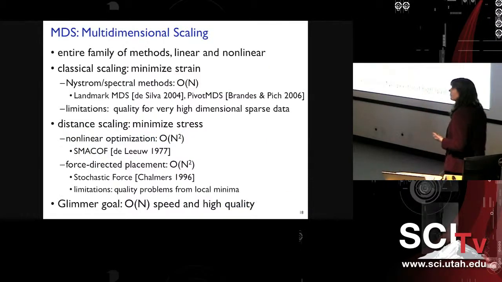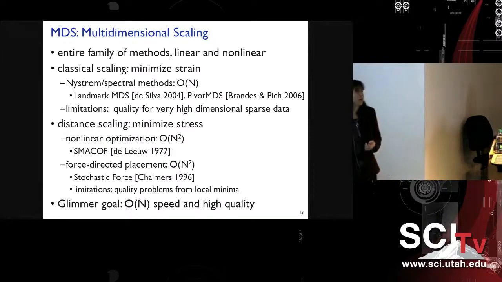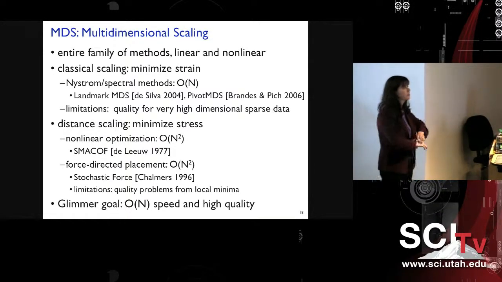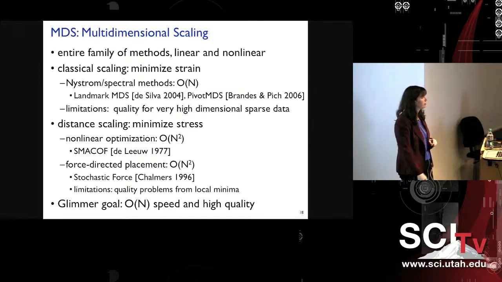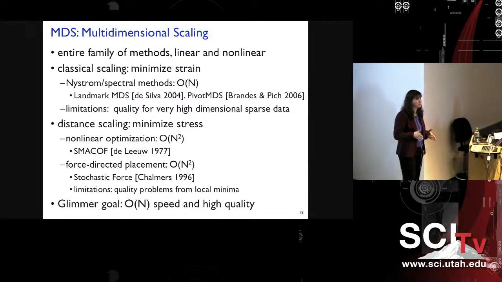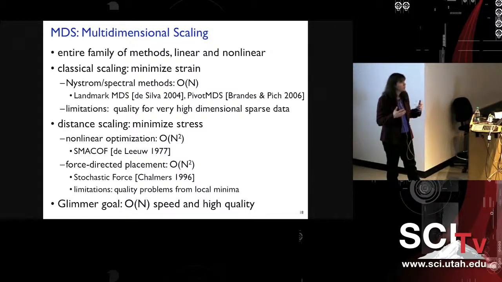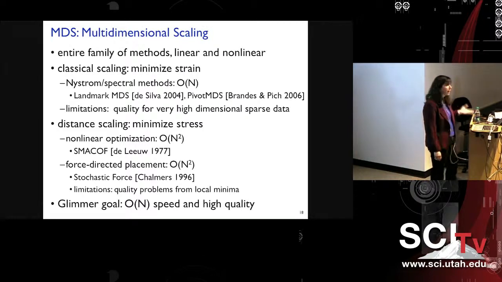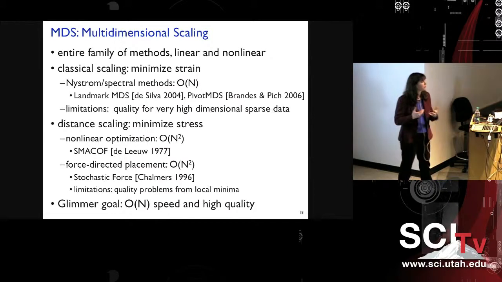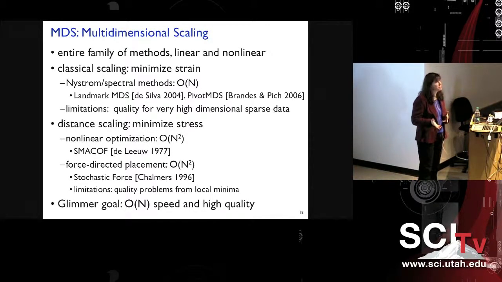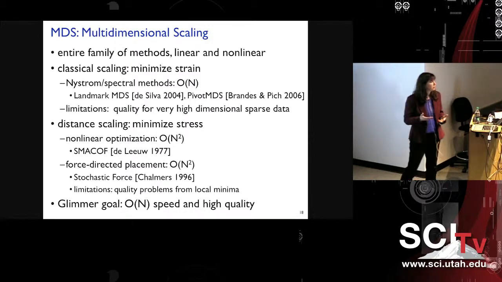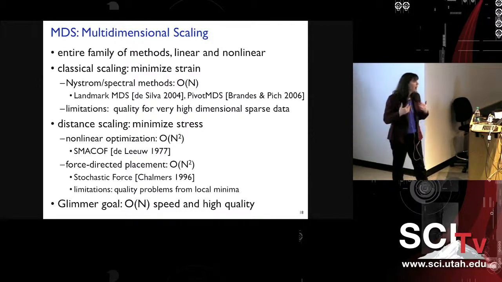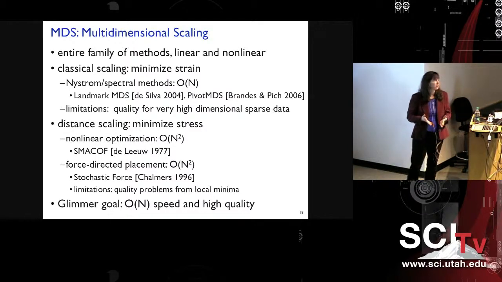So first of all, when I say MDS, multidimensional scaling, somewhat confusingly, this term is used for an extraordinarily broad set of techniques, including both linear and nonlinear methods. And so among the families in MDS are the so-called classical scaling, where you're thinking of this as an optimization problem where you're minimizing a method called strain. And this includes a lot of the systems that come out of the machine learning literature, these spectral methods, often the so-called Nystrom methods. And there's now some really nice algorithms for doing this in O of n time.